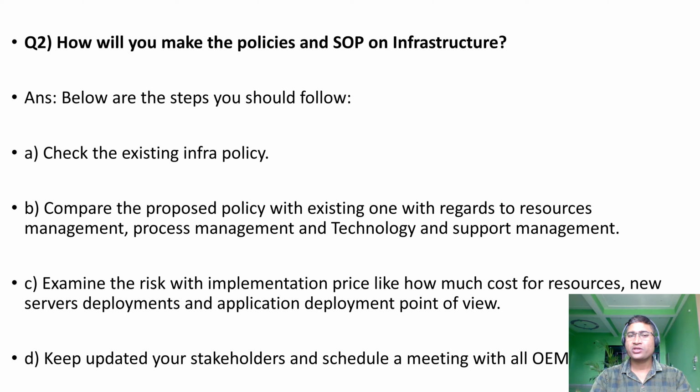Next is keep your stakeholders updated and schedule a meeting with all OEMs. OEM, guys, is original equipment manufacturer. For example, these are the product owners, like Red Hat, Windows and Linux. These are the OEMs. So after analyzing all the prices, new server deployments, and everything, and the risk associated with the organization, make a small draft document, keep your stakeholders updated, and schedule the meeting with the OEMs.